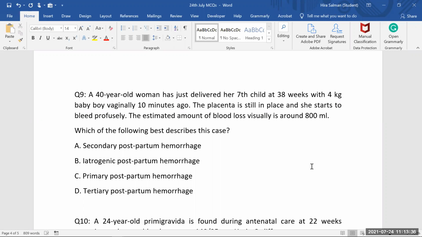Which of the following best describes this case? Of course, soon after delivery, 10 minutes is there, still the placenta is inside. It will take at least half an hour for the placenta to come out. Of course, the placenta may come out earlier than 30 minutes, but the maximum time period is 30 minutes. And with the placenta still inside and the patient bleeding more than 800 ml, this is a case of primary PPH.